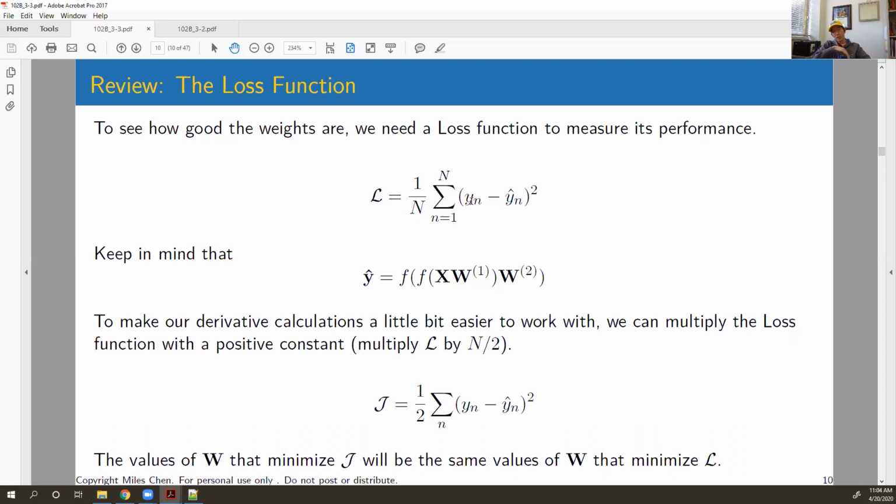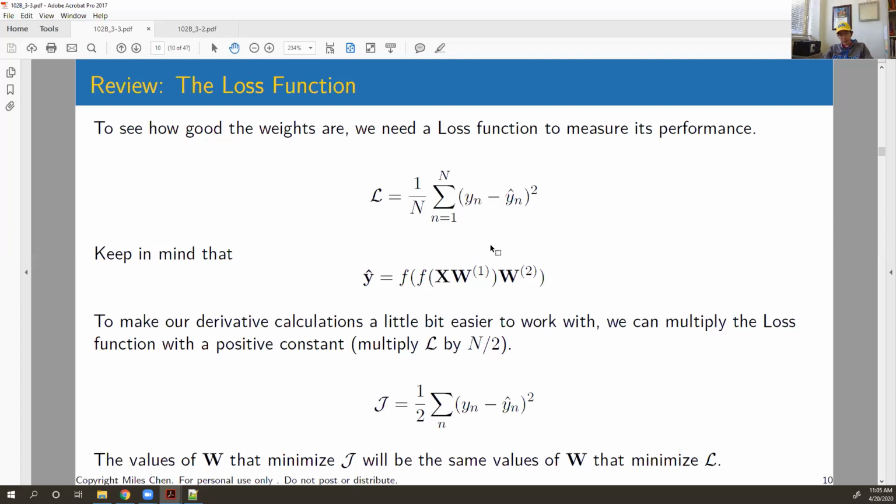We want to minimize the squared errors, right? So our loss function is our mean squared error here. We take the difference between this and this, and we square that difference. We sum them up and divide by n. That's our loss function. Now, just to simplify things later, we converted our loss function by multiplying it by a constant, so we're going to call this J instead.